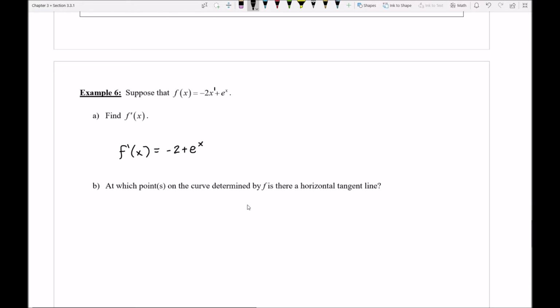Now let's take a look at part B. At which points on this curve, determined by f, is there a horizontal tangent line? Okay, so first I have to think here. If a tangent line is horizontal, what does that tell me about it? Well, if I was thinking about a hypothetical picture of a function, I know that horizontal tangent lines are going to occur when my tangent line is flat. That's what horizontal would mean, right? And of course, tangent lines that are flat have slope 0.